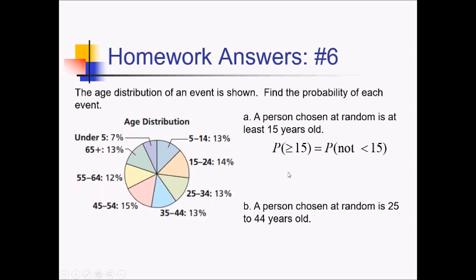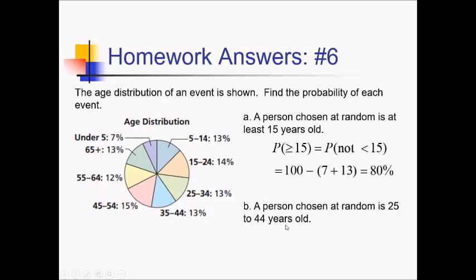To find that, I'm going to start with 100 and subtract the less than 15s. Under 5, that's a 7. We'll subtract that, we don't want them. And in the parentheses, to the 7, I'm going to add this other group of less than 15s, the 5 to 14s, the 13% there. That's 100 minus 20% of those people who were less than 15, giving us 80% of people who are at least 15. So that's one way of doing it. If you wanted to, you could just do 14 plus 13 plus 13 plus 15 plus 12 plus 13, but that seems like more work.